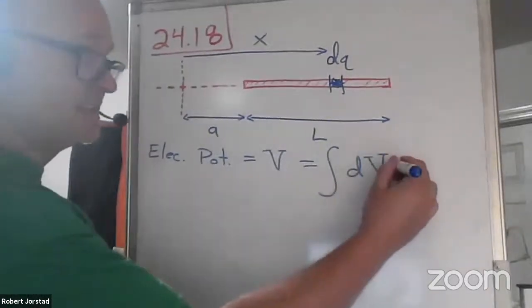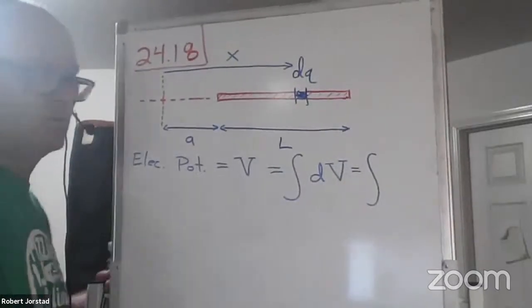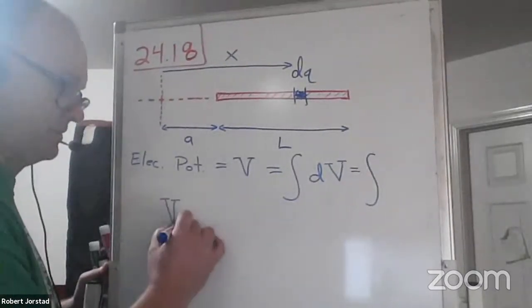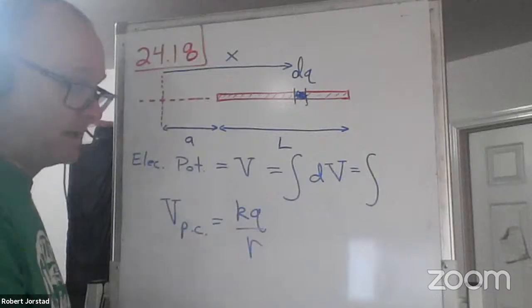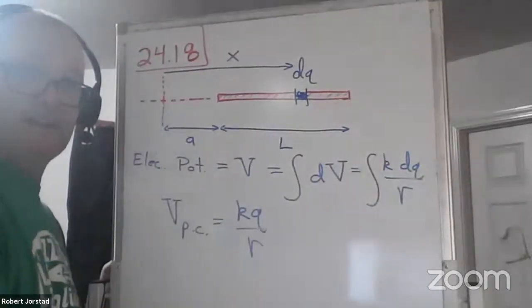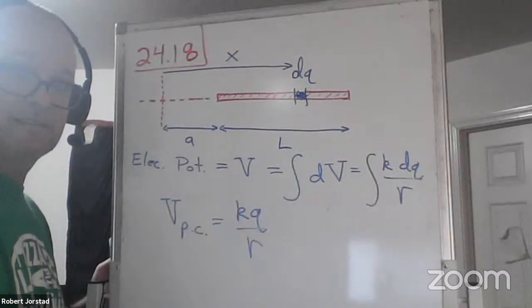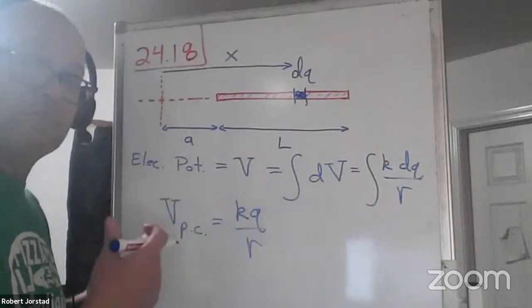Well, what's dV for a point charge if you had to guess? What's the equation for V of a point charge? kQ over r. What is dV? k dq over r. Yeah, piece of cake. Do I need to worry about any vectors? No, because r is a magnitude. Yeah. So this is a lot easier than what you did before.